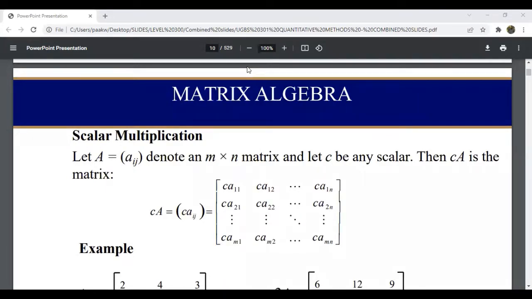Scalar multiplication. Let A equal Aij denote an m by n matrix and let C be any scalar. Then CA is the matrix CA equals C times Aij. So we are saying A is the normal matrix. But when you talk about the scalar, we are talking about the non-zero scalar. The number cannot be 0, but it can be negative or positive.